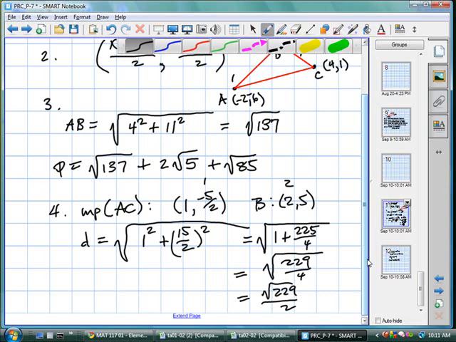Right, because this is x2 minus x1, so that's 2 minus 1, which is 1 squared. And this is y2 minus y1. 5 minus a negative 2.5 is a positive 7.5, or 15 halves. So that's where I got that 15 halves. You're subtracting a negative, so you wind up adding. Yep, okay. All right.